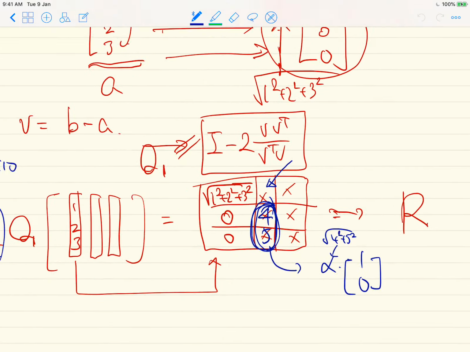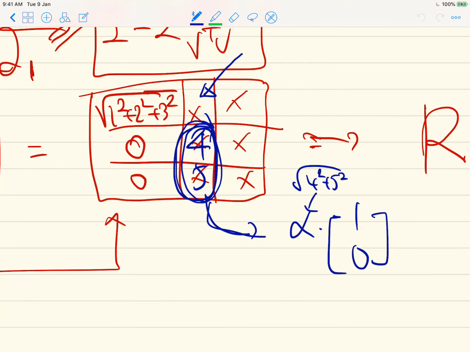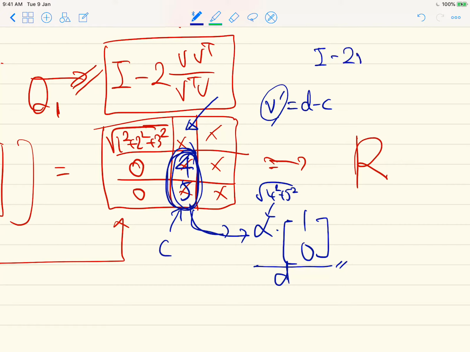So back to this simpler case. If we obtain the 4 and 5, it will be computed as this matrix after the reflection, and in this case, if this matrix is C and D, for example, then D minus C will be our new vector V. Okay. So by using this vector V prime, we obtain this I minus 2VV transpose. Let's call it V2. Okay.